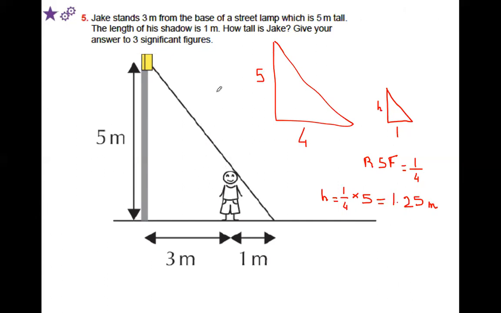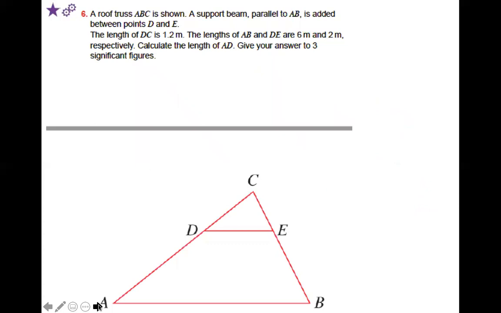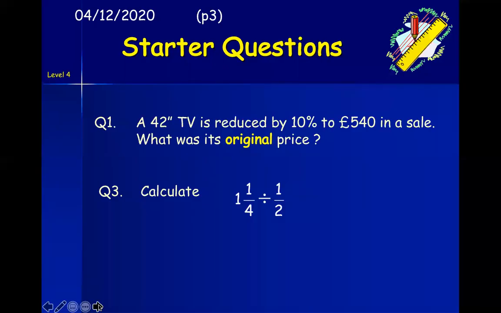How tall is Jake? Give your answer to 3 significant figures. So nothing we could have done. The 3 significant figures are there, so we can just leave it like that. Okay. So that's how you would do this problem. And then you've got this one to do, a roof truss. Give your answer to 3 significant figures.